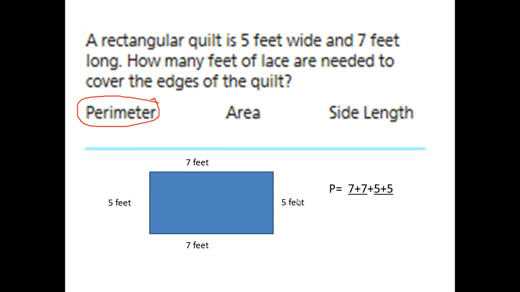And I am going to say that perimeter is equal to 7 plus 7 plus 5 plus 5. Okay, you can say it in any order you want. I want to place it in this order because I know it's easier for me to add the doubles. Because I know that 5 plus 5 equals 10 and 7 plus 7 equals 14. It's easier for me to add 14 plus 10 because all I need to do is add the tens together and the ones will stay the same. Okay, so the perimeter would be equal to 24. And now I have the answer, and the answer of how many feet of lace is needed to cover the edges of the quilt is 24 feet.